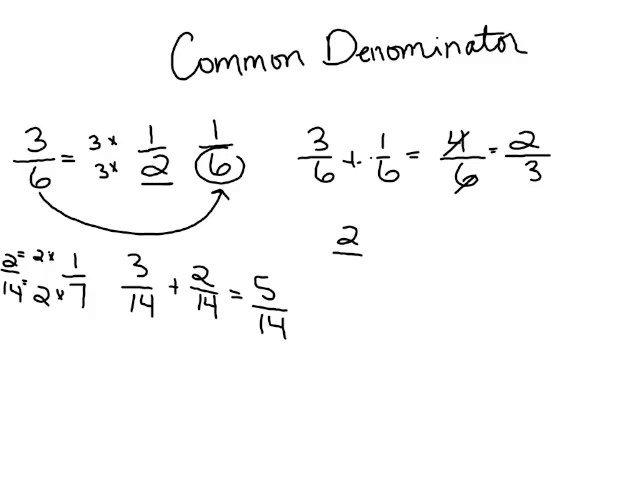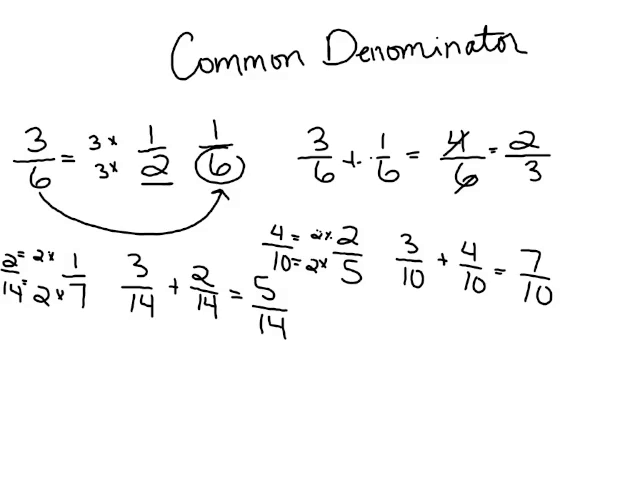How about 2/5 and 3/10? What's the common denominator I want to use? 10. So how do I turn a 5 into a 10? Times it by 2. And whatever I do to the bottom, I also do to the top. So 2 times 2 is 4. Then I add 3/10 plus 4/10. How many pieces of a tenth do I have now? 7. Will 7/10 simplify? No.